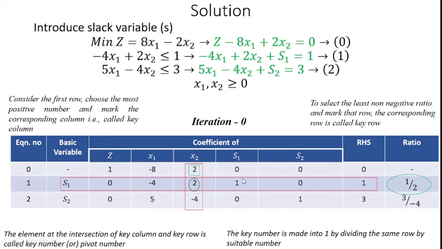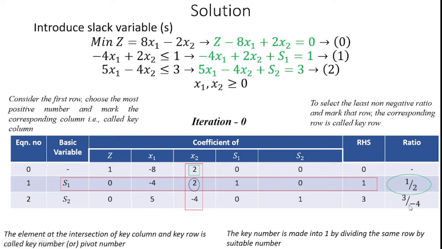So, RHS divided by the coefficient value of the corresponding column, so that I can get the ratio, like 1 divided by 2. If I consider the second equation, the RHS value is 3 and the corresponding coefficient value is -4. So I get the ratio 3 divided by -4.